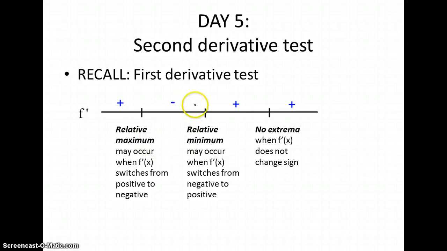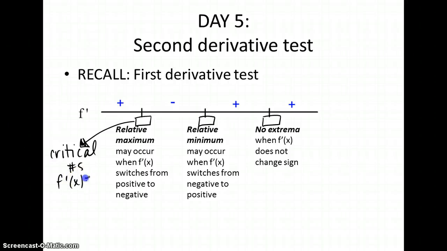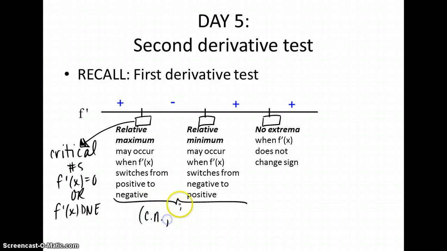Where the derivative switched from negative to positive, a possible relative minimum occurred at that value. And if there was no sign change, no extrema occurred at that critical number. So remember critical numbers. We found them by determining where the derivative equals 0 or the derivative does not exist. Okay, if we had extrema, where did they occur? We would take that critical number and plug it back into the function.